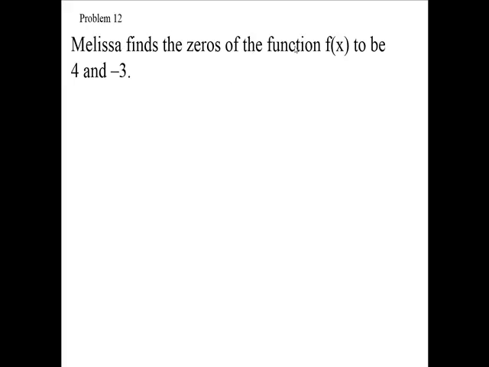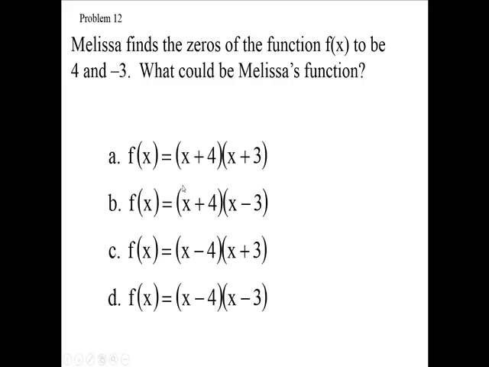Melissa finds the zeros of the function f of x to be 4 and minus 3. Which could be Melissa's function? We have four choices here. Okay, you have f of x is x plus 4 times x plus 3, where they're both plus.